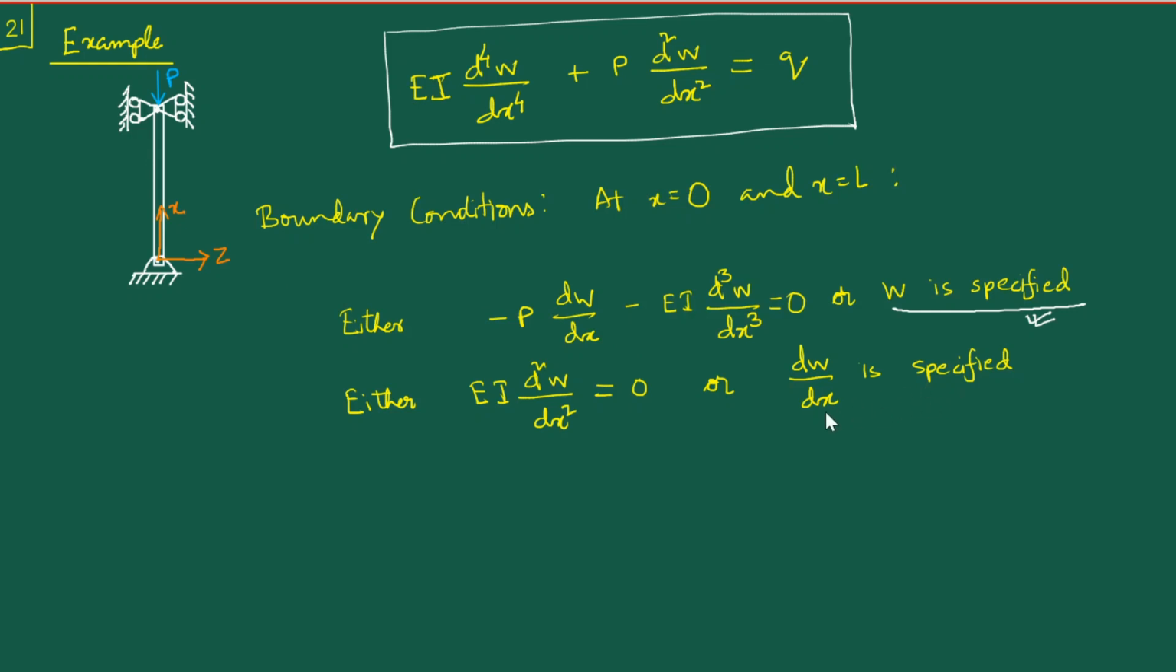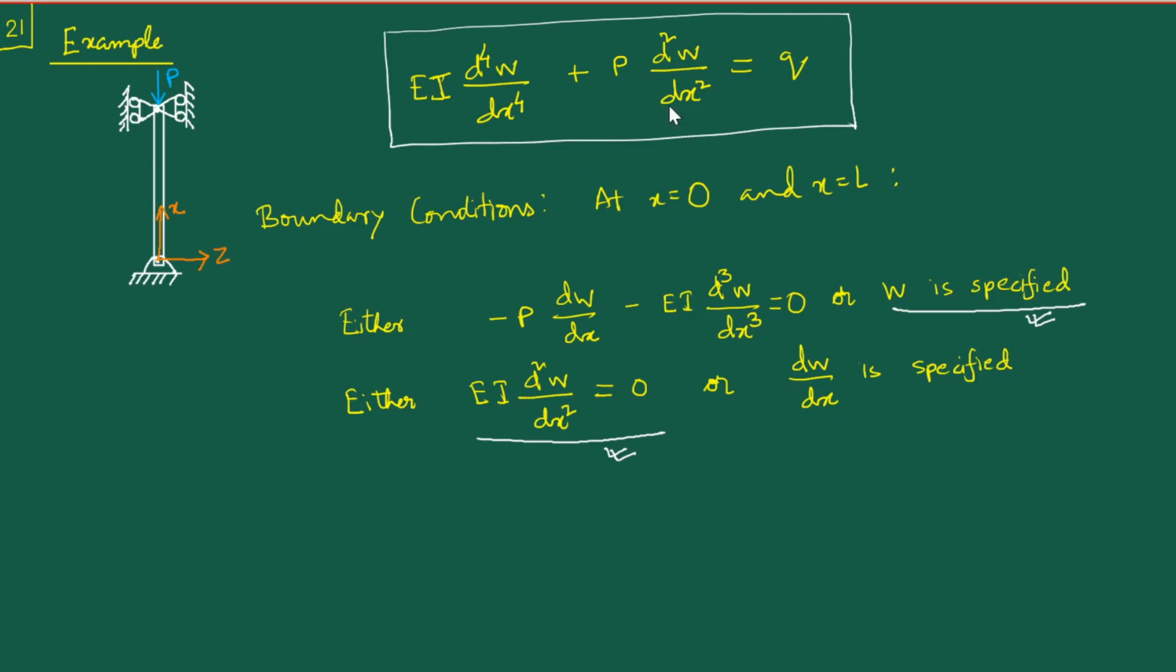So because this is not specified, it is the other condition, the either-or. It is always this sort of a toss-up between the either and the or. If one of them is not specified, the other must be true. So here we have EI d square w dx square is equal to 0, and again we will put two tick marks here to represent the fact that this is true at x equal to 0 and at x equal to L.